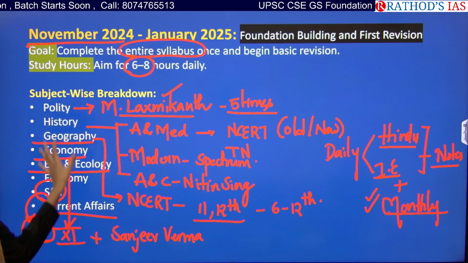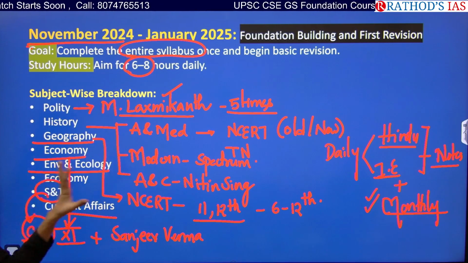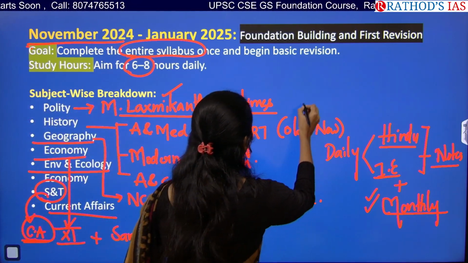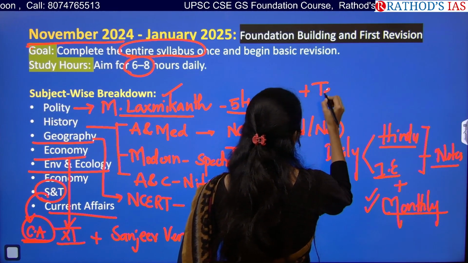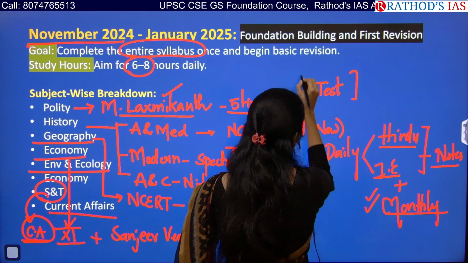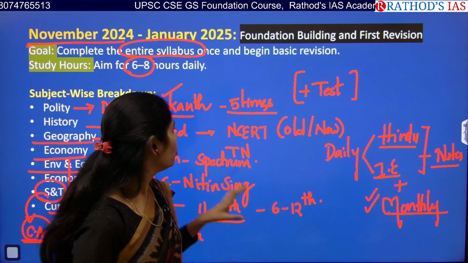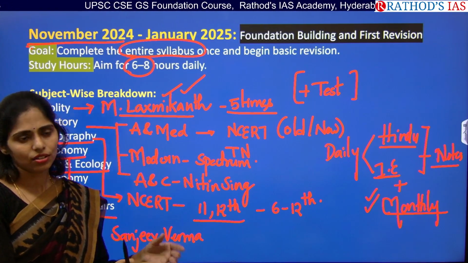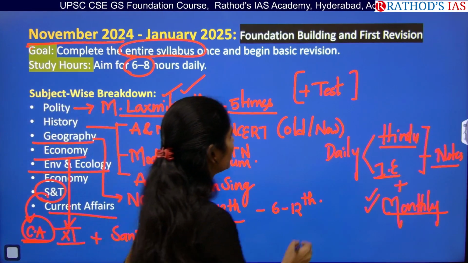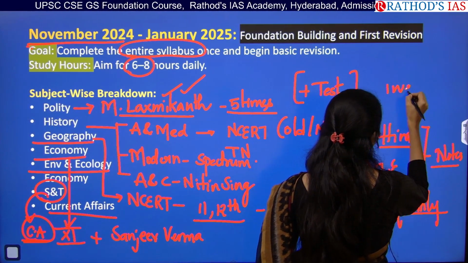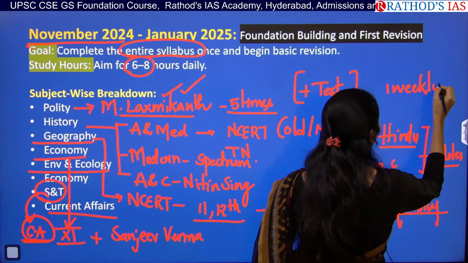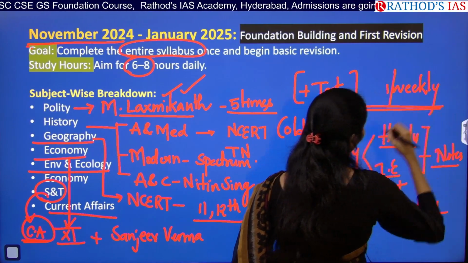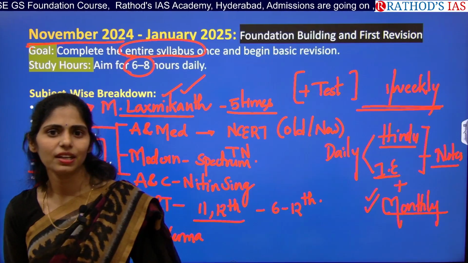Not only building the basic foundation in this phase 1, you have to focus on writing tests also. Which kind of test can you do here? After reading Lakshmikant, you can practice the tests from that chapter. At least try to take one test weekly in this phase 1. I hope it is clear about phase 1.